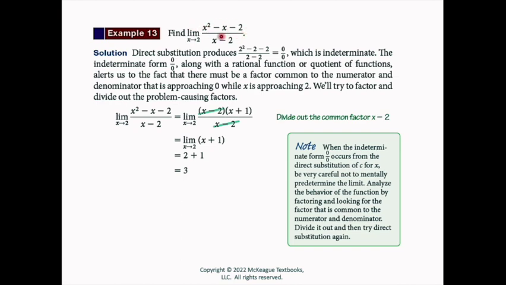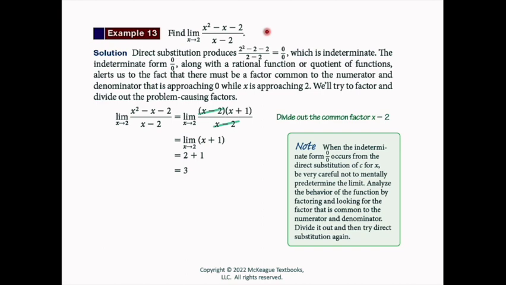So looking at example 13, we have the situation of a rational function. We have a polynomial divided by a polynomial, and we're trying to find the limit as x approaches 2. Here's where we run into a problem. If I plug in 2, I get 0 over 0. It's one of those indeterminate forms. So this is where I have to be creative and figure out a way around this.